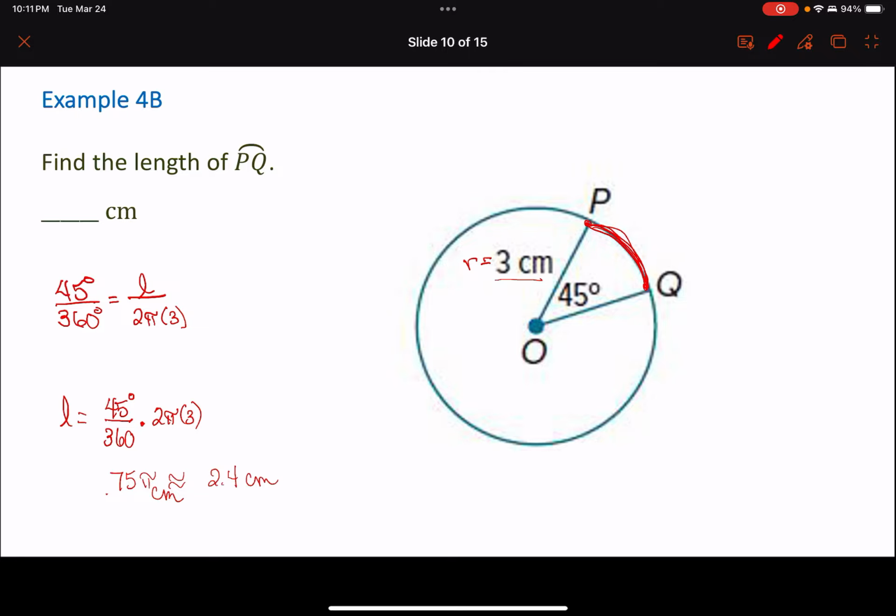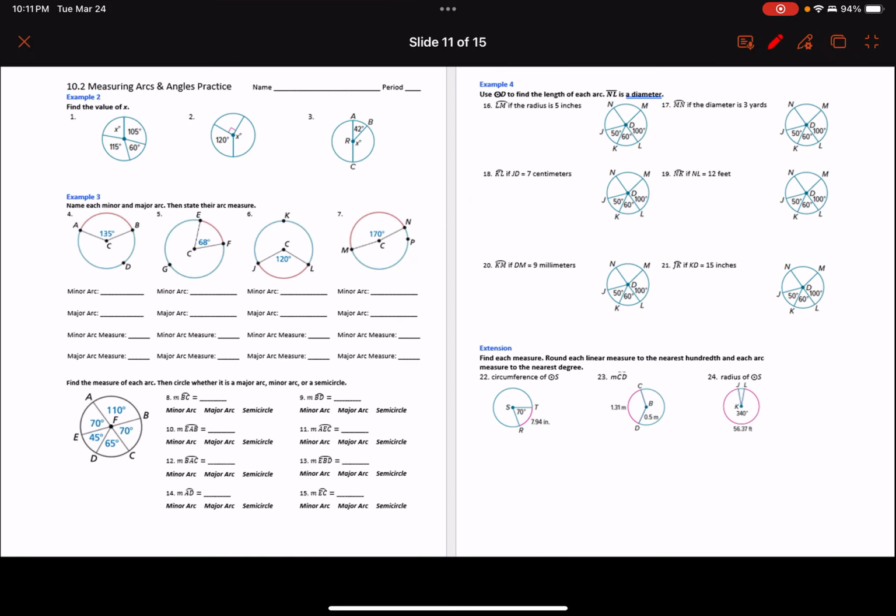All right, so your assignment is in your packet. They follow the examples as they are listed up there.